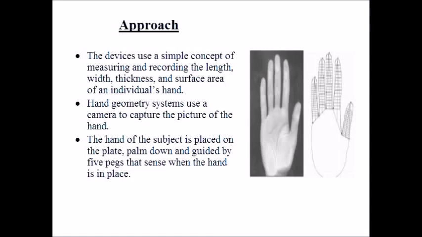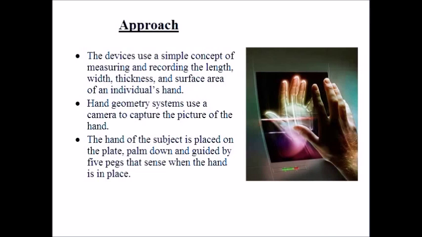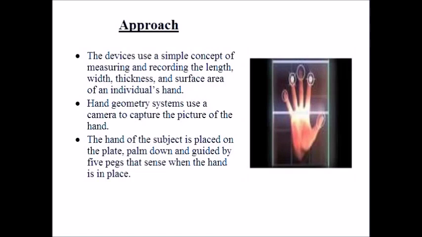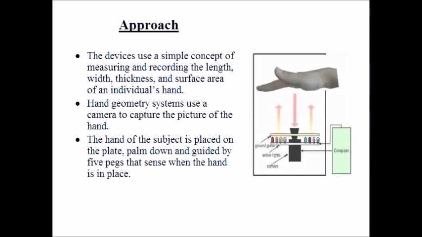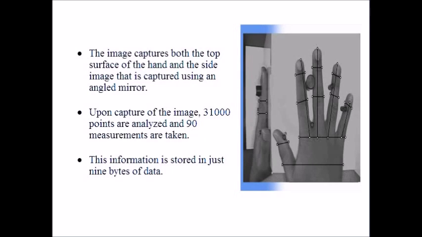The approach used in the process is as follows. The devices use a similar concept of measuring and recording the length, width, thickness, and surface area of an individual's hand. Hand geometry systems use a camera to capture the picture of the hand. The hand of the subject is placed on the plate, palm down, and guided by 5 pegs that sense when the hand is in place. The image captures both the top surface of the hand and the side image that is captured using an angled mirror.